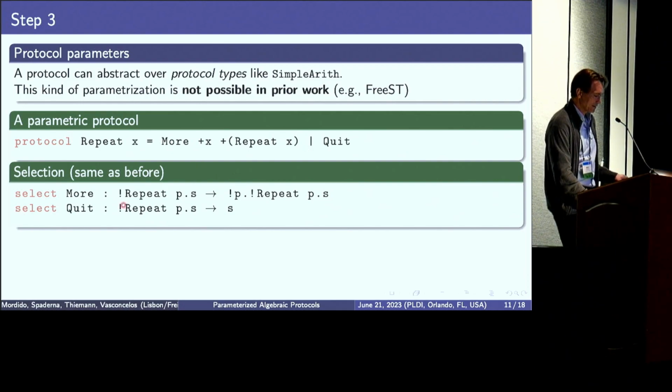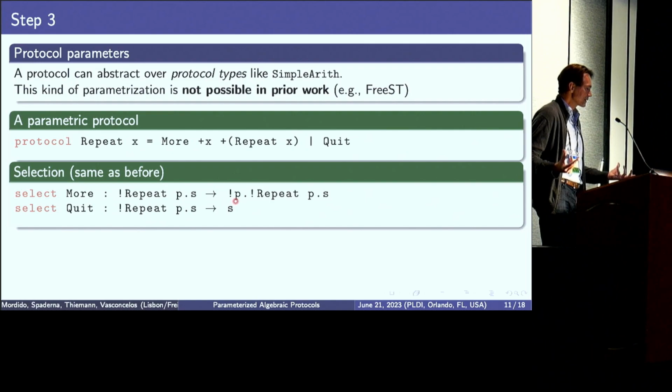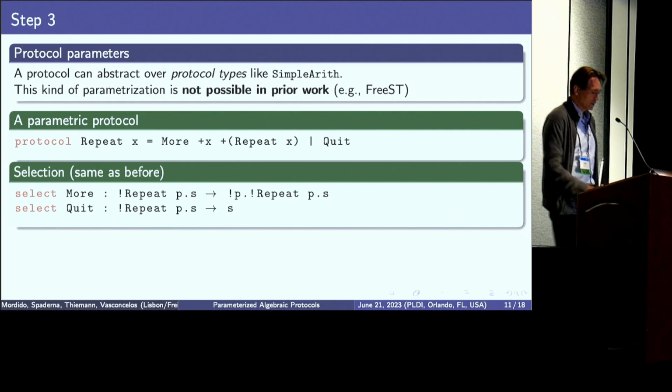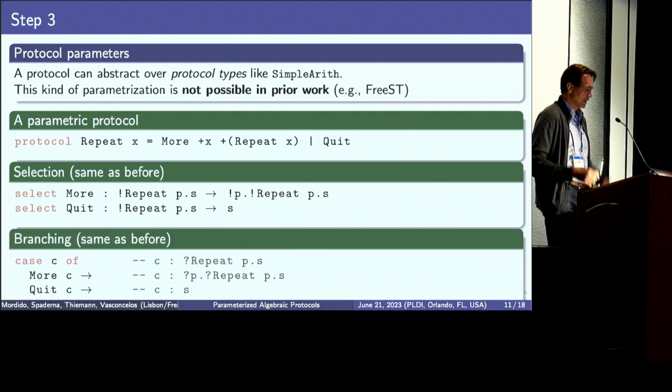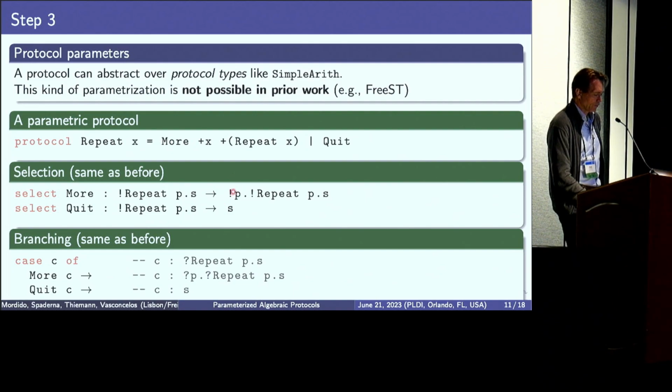And the remaining mechanics is as before. Select just distributes the sending instruction on the arguments of the constructor here. Notice now here we have sent some P, and right now we don't know what P is. So the selection of more is polymorphic in the protocol, and we can use it at any instance. And for branching, it's just the same. It's again going to the dual, essentially flipping from sending to receiving.